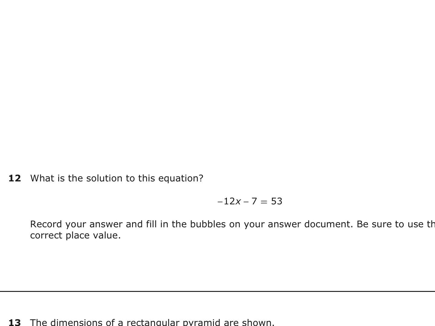Okay, number 12. What is the solution to this equation? Negative 12x minus 7 equals 53. This one is not a multiple choice question, but it's one that you have to bubble in and fill in the bubbles with your answer. So negative 12x minus 7 is equal to 53.